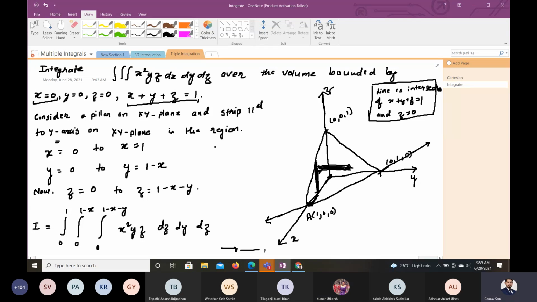If I do this, then the value of x is going from 0 to 1. By the strip, the value of z is going from 0 to this line, which is on the xz plane. On the xz plane, y is 0, so z is equal to 1 minus x. What about the pillar? The pillar will go from y equal to 0 to y equal to 1 minus x minus z. So it's up to you which ground you need to cover first and then take the pillar.